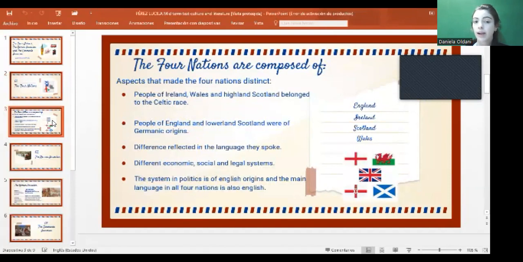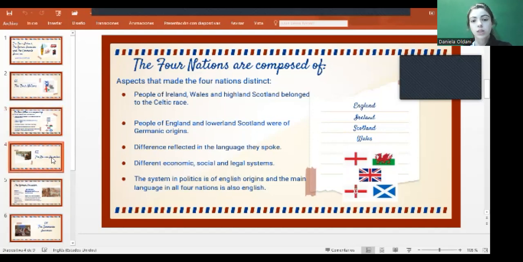First, the people of Ireland, Wales, and Highland Scotland were of Celtic origins, and the people of England and Lower Scotland were of Germanic origins. The difference between these two origins is reflected in the language they spoke. Also, they have different economic, social, and legal systems, and the system in politics is of English origins, and it is also the main language in all four nations.